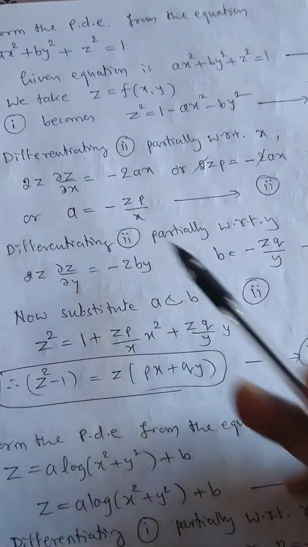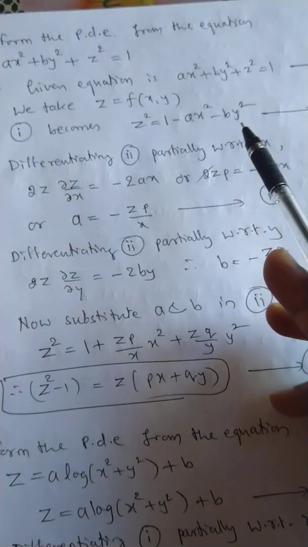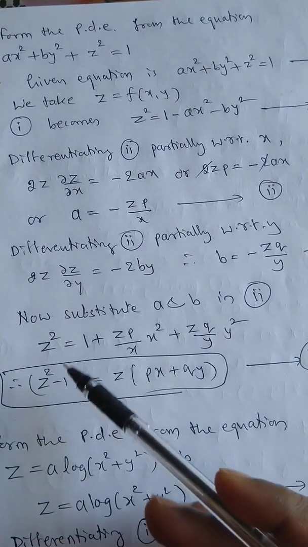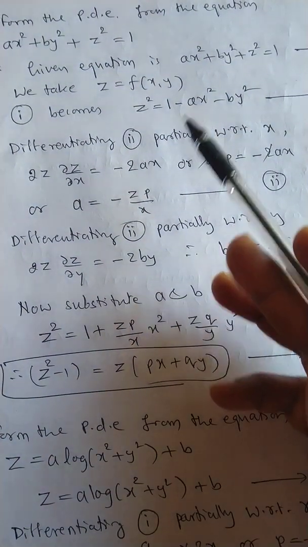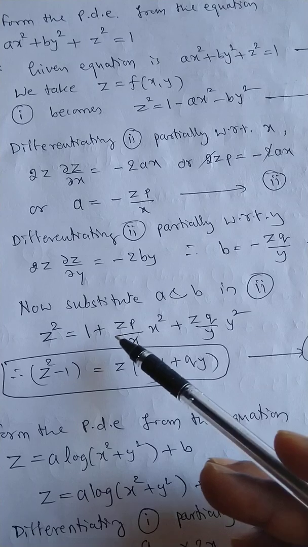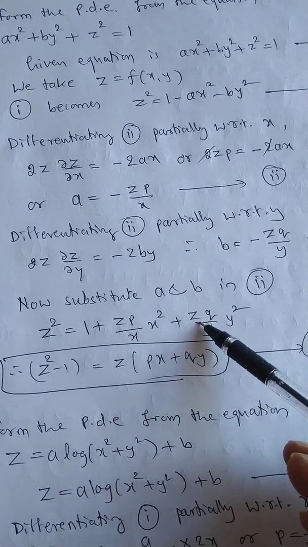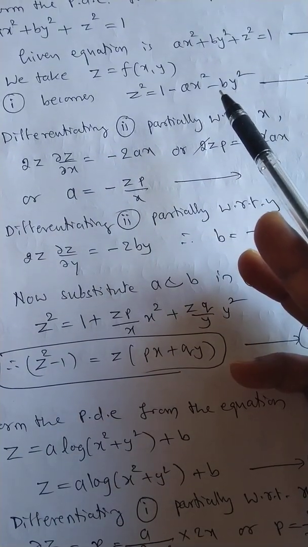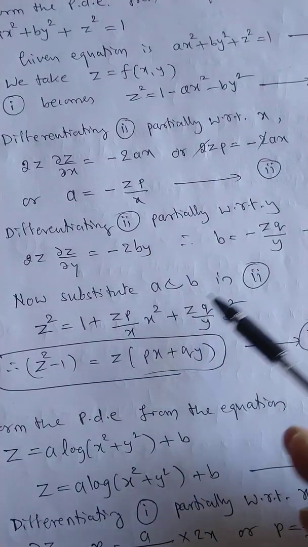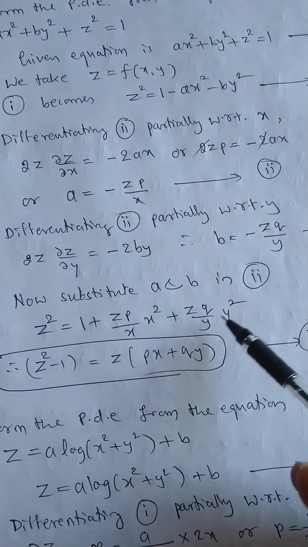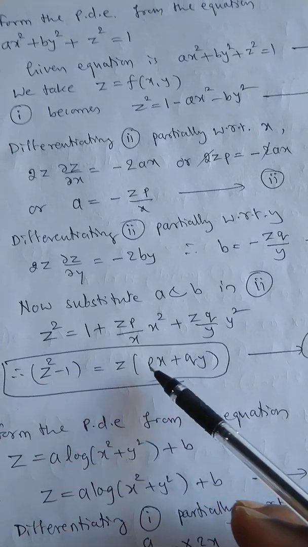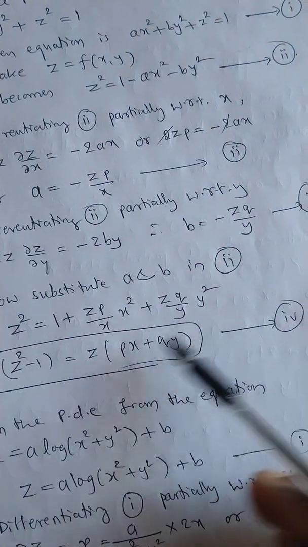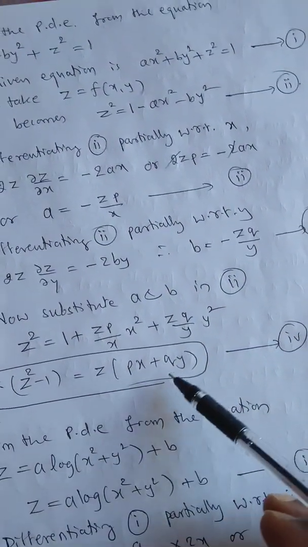So substitute a and b in this equation, and simplifying, we have z square equal to 1 minus of a, substituting a value, zp by x, minus becomes plus, x square, plus, minus becomes plus, because b is minus zq by y, and x gets cancelled, y gets cancelled. 1 to the left hand side, z square minus 1 is equal to z into bracket px plus qy. So equation 4. So this is the required partial differential equation.